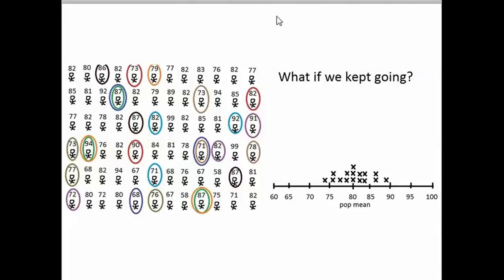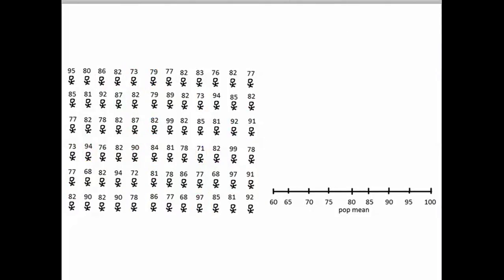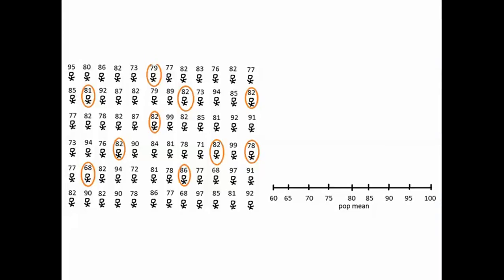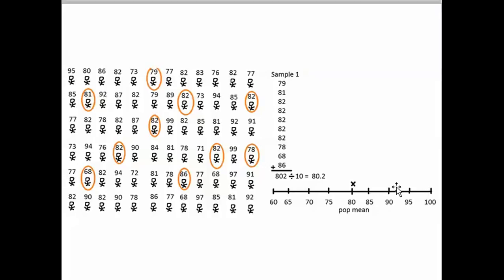Let's take a moment to look at some of the possible samples of 10 students that could be selected from this population. Here's one possible sample of 10 students, and these 10 students have a sample mean. Their sample mean is 80.2. If we add their 10 exam scores and divide the total by 10, we get a sample mean of 80.2. We can put that sample mean down here on this number line. I think this is pretty close to 80.2, so I think I did put it in about the right spot.